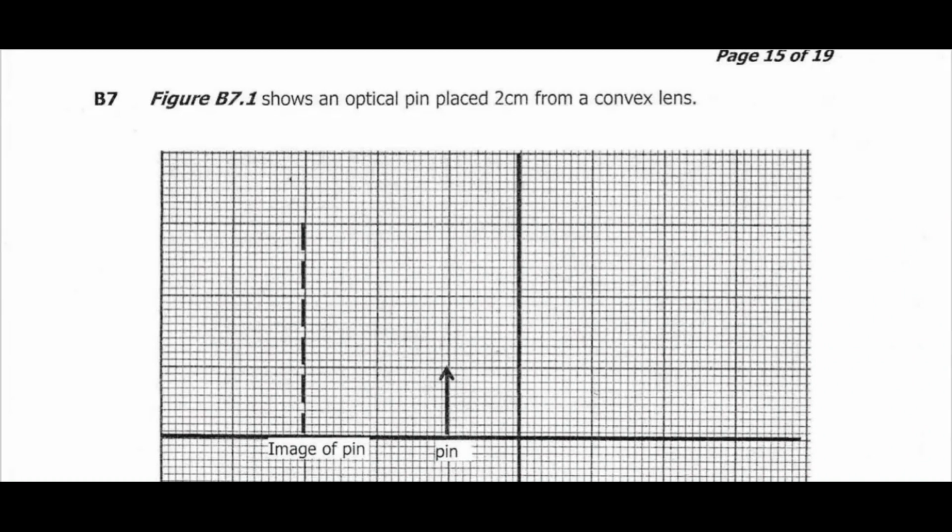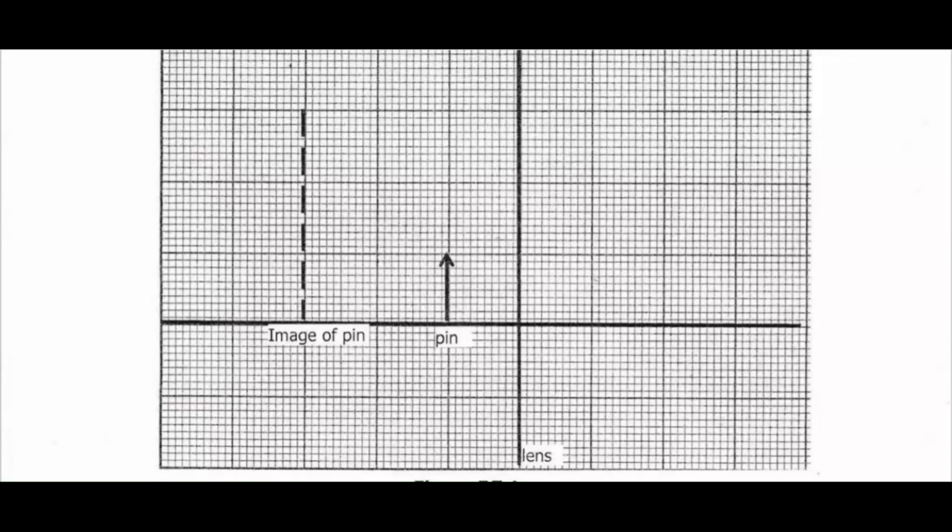And we go to question B7. Figure B7.1 shows an optical pin placed 2 centimeters from a convex lens. So this means that the distance from where the pin is, this distance is 2 centimeters. Now this 2 centimeters is the distance of an object. Then the distance from here up to here will be our distance of an image, because this is our image.